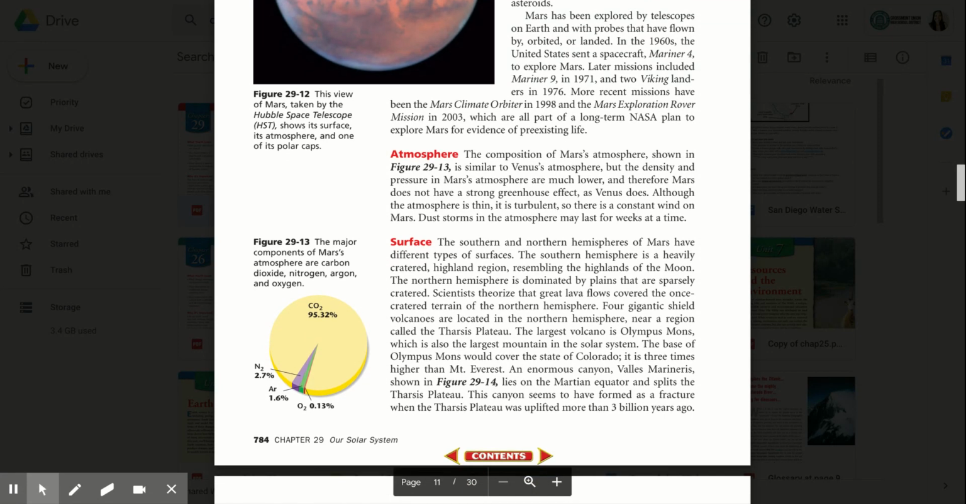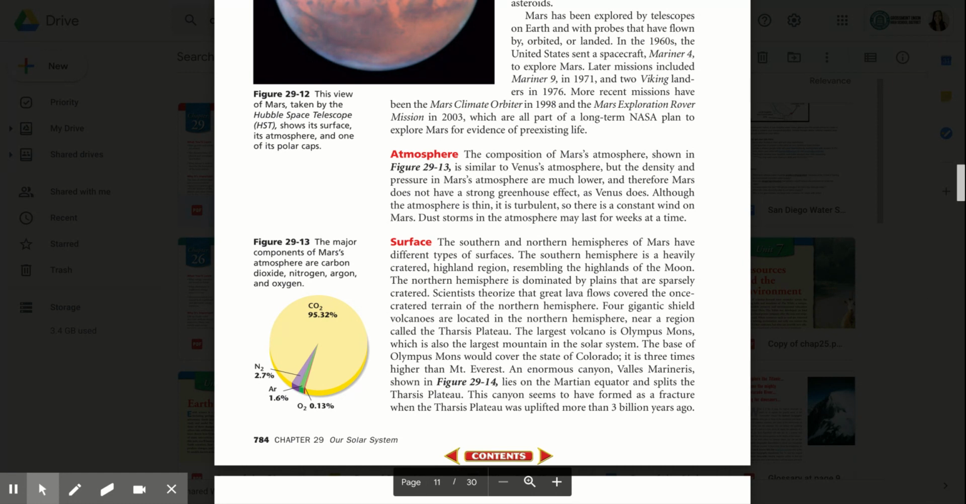Mars has been explored by telescopes on Earth and with probes that have flown by, orbited, or landed since the 1960s. The United States sent a spacecraft, Mariner 4, to explore Mars. Later missions included Mariner 9 in 1971 and 2 Viking landers in 1976. More recent missions have been the Mars Climate Orbiter in 1998 and the Mars Exploration Rover mission in 2003, which are all part of the long-term NASA plan to explore Mars for evidence of pre-existing life.